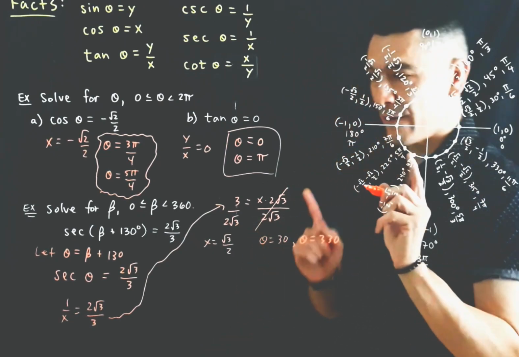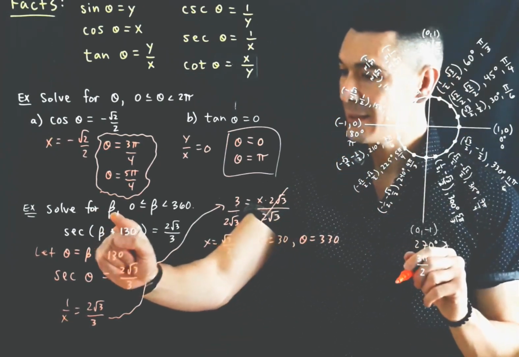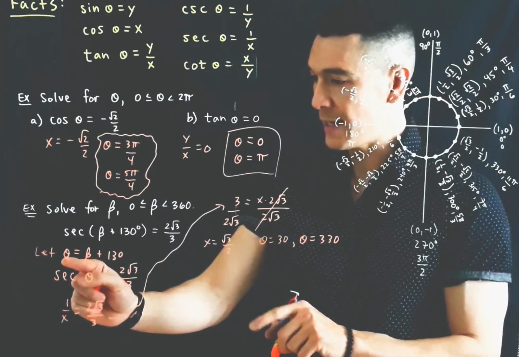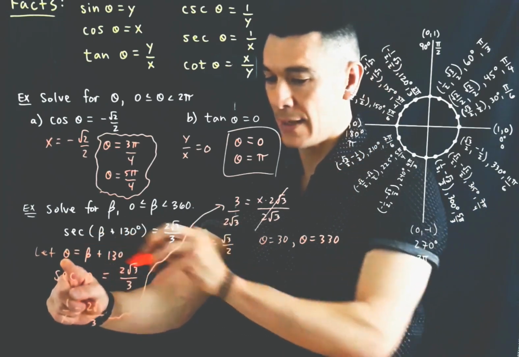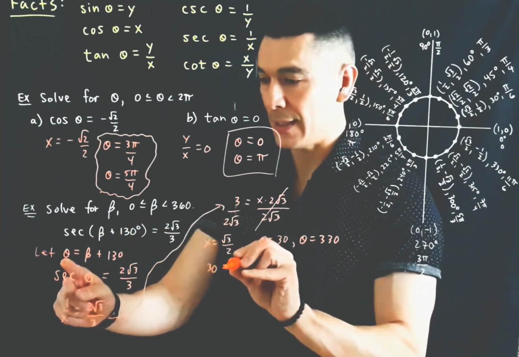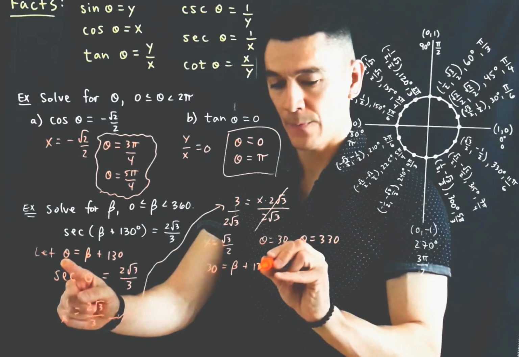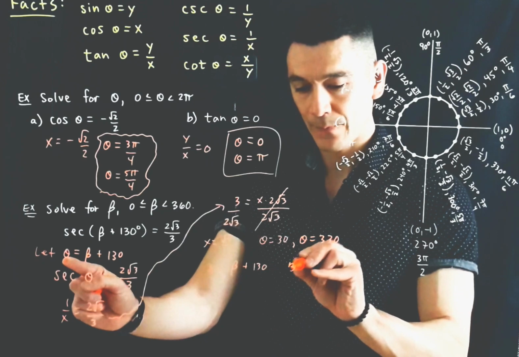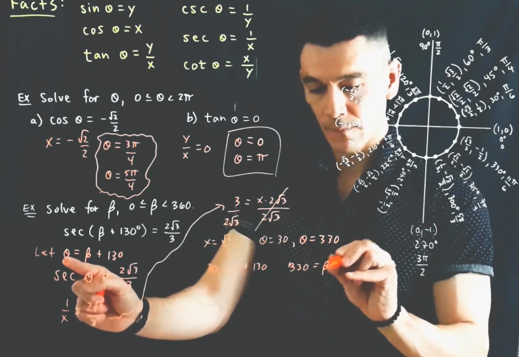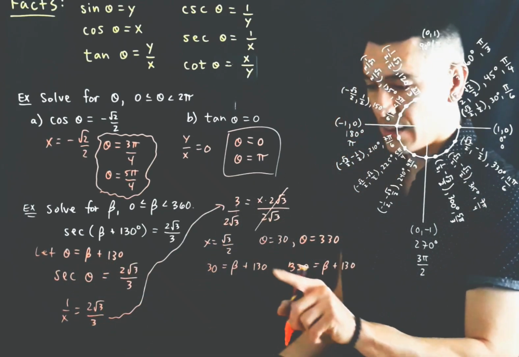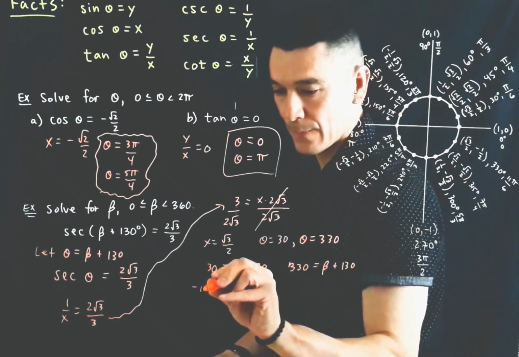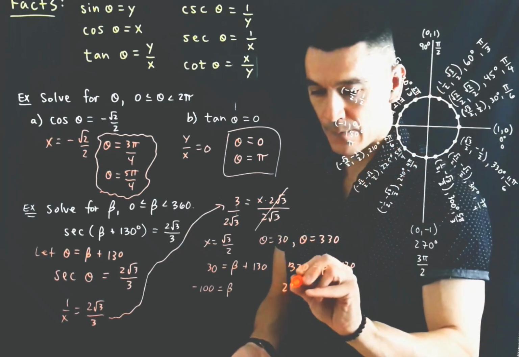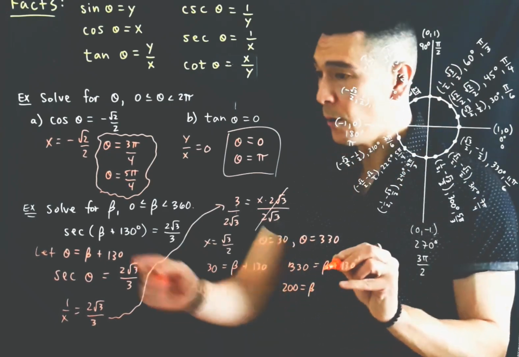But darn it, what are we trying to find? We're trying to find the value of beta. So we know theta. Go back to the original substitution here. This theta gets replaced by 30. Put that in right there. That'd be like 30 equals beta plus 130. Similarly, take 330, drop it in right there. Solve each equation for beta. So subtract that from that. Subtract this from that. The goal was to solve for beta.